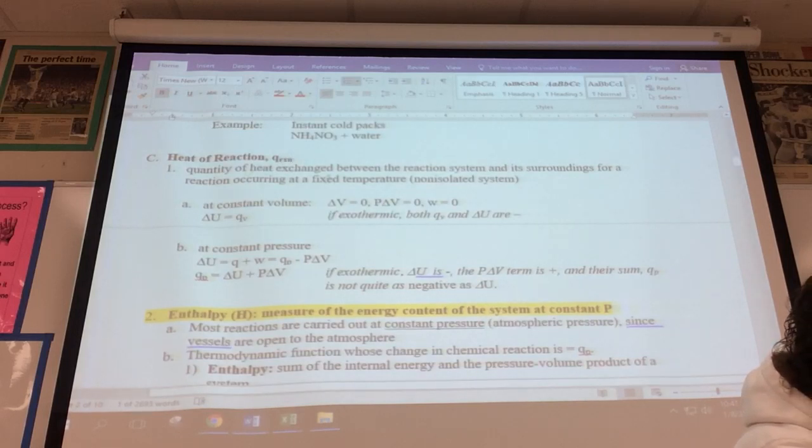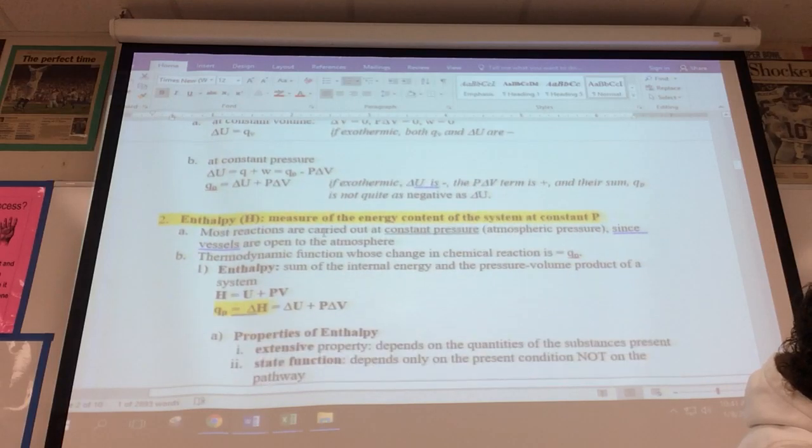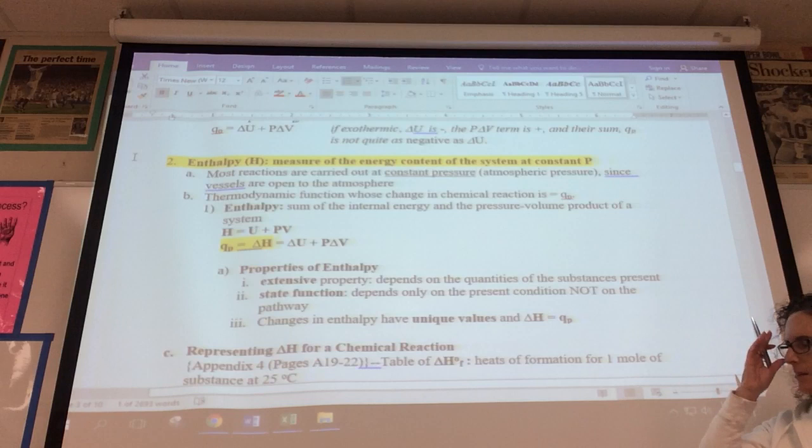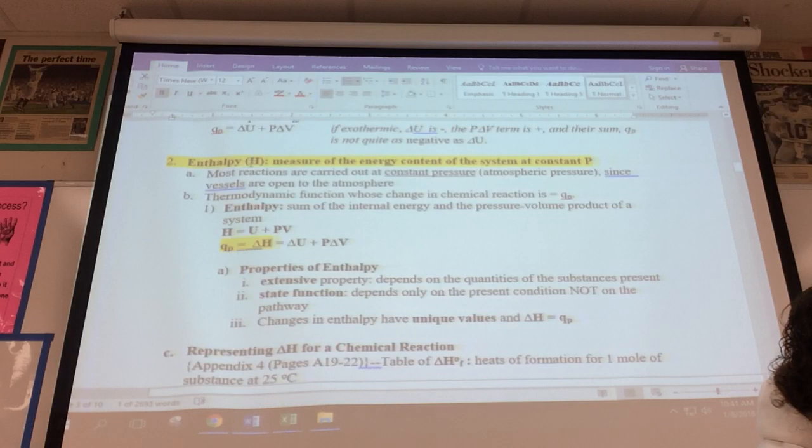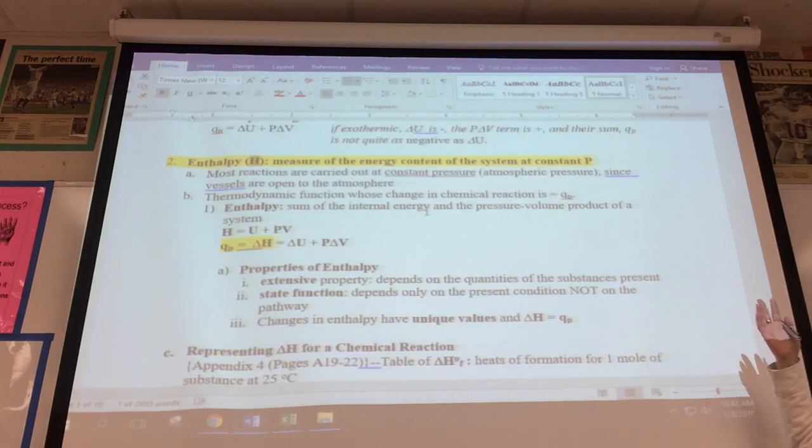We're going to look at how much heat is exchanged between the system and the surroundings, and you're going to hold it at constant temperature. But what we really want to focus on is enthalpy. Enthalpy is something that they do assess quite a bit. Enthalpy is abbreviated with an H, and this is a measure of the energy content of the system at constant pressure. Most reactions are carried out at constant pressure because we know what atmospheric pressure is. It's held constant for at least the duration that the experiment would be running, and we know most reaction vessels are going to be open to the atmosphere, so you'll be at constant pressure.